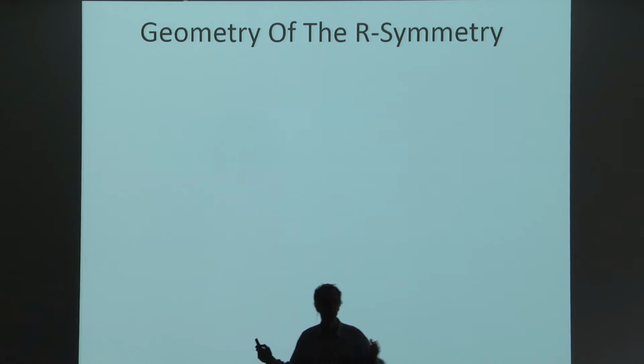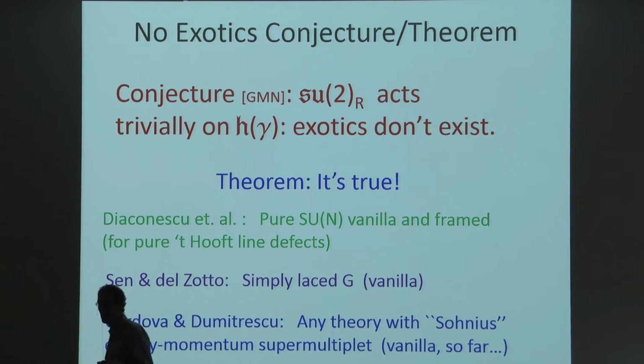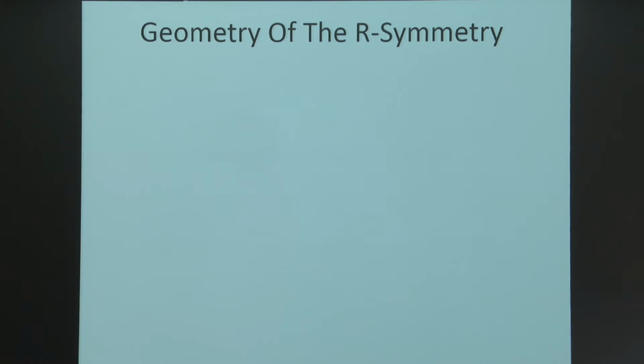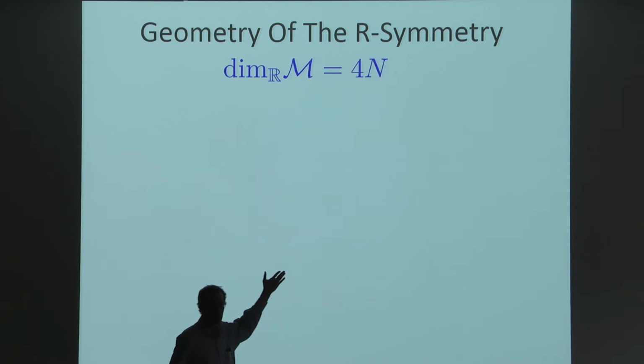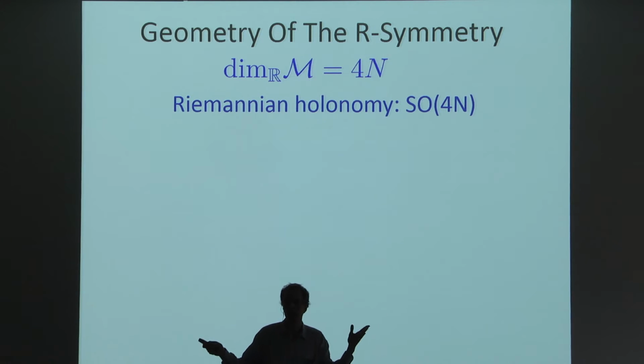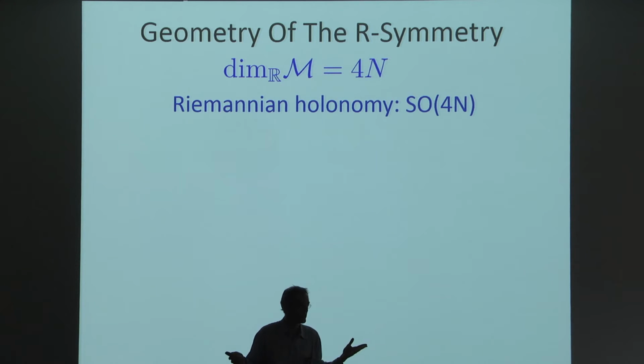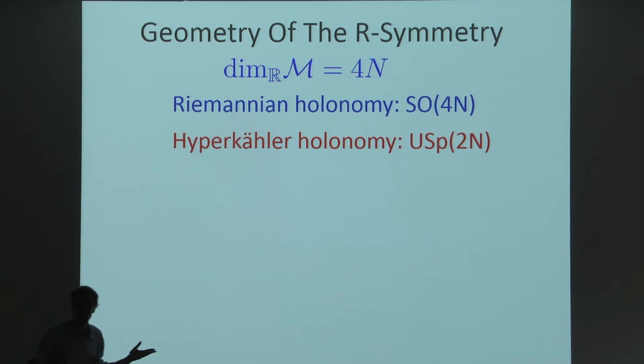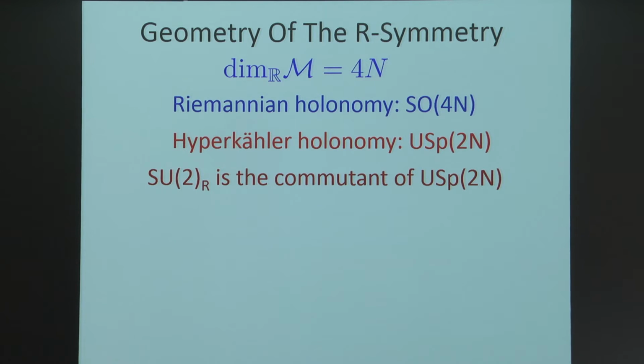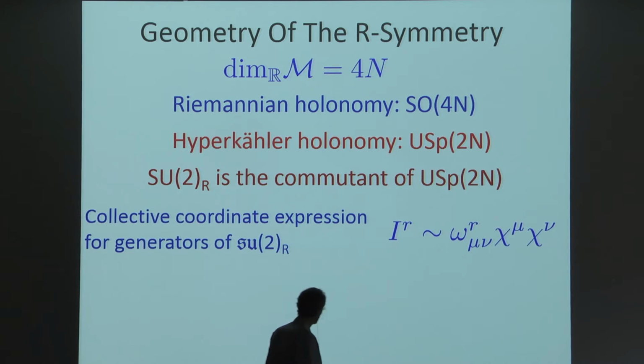Okay, so what is the mathematical interpretation of this no exotics conjecture? Well, we need to understand the geometry of this R-symmetry. So we have a moduli space. This could be M or M bar. Suppose its real dimension is 4n, so that means that the Riemannian holonomy is SO(4n). But of course, it's hyperkähler, so the true holonomy group is in the unitary symplectic group. And SU(2)_R, by definition here, is the commutant of the unitary symplectic group. So it acts on the tangent bundle, rotates the three complex structures.